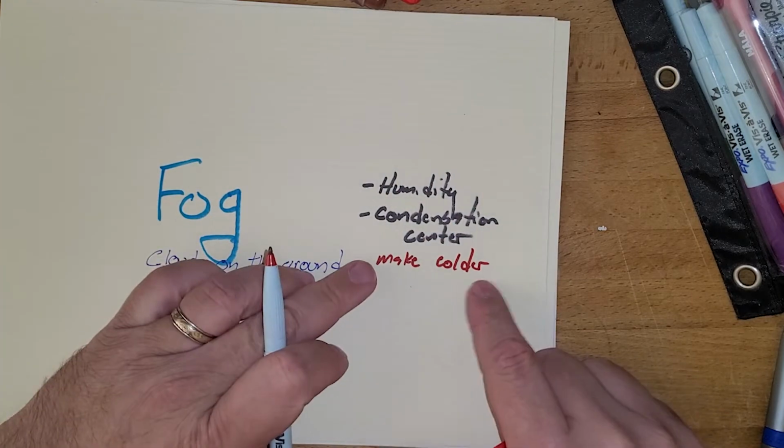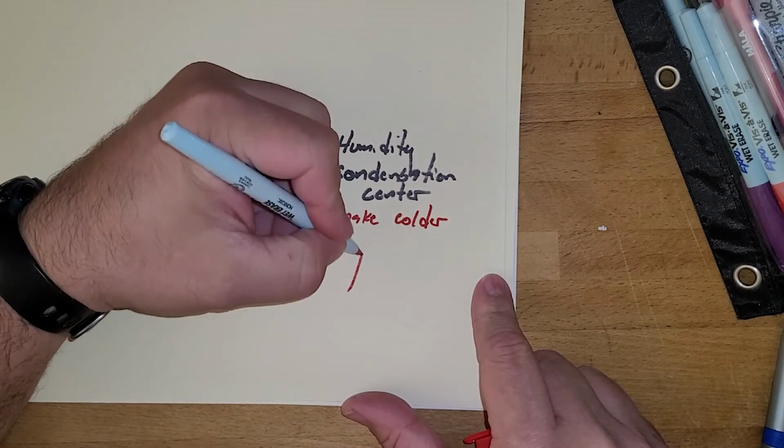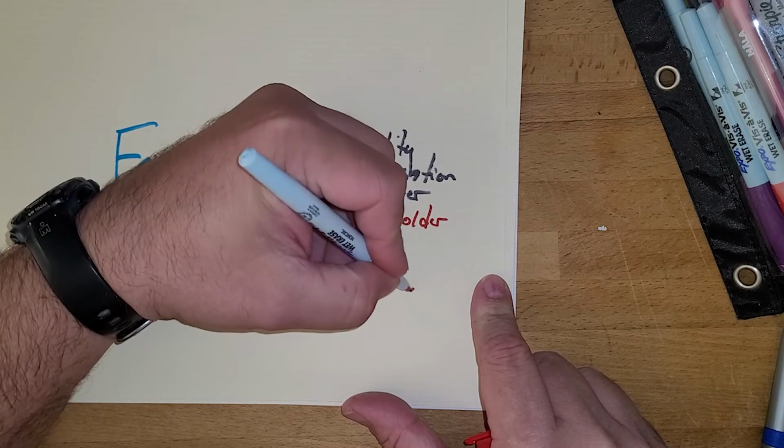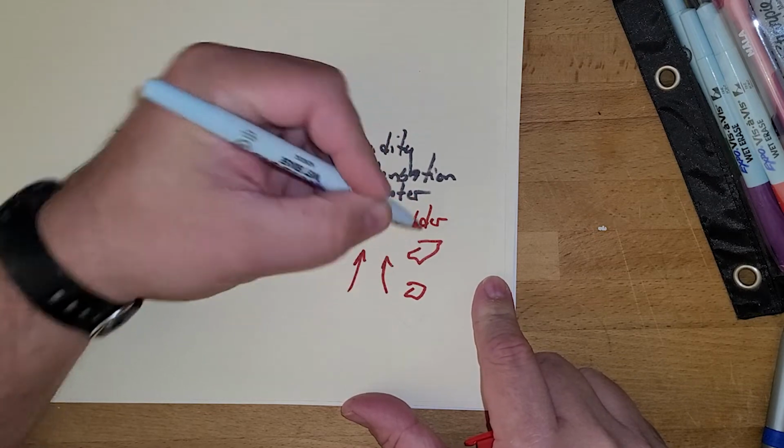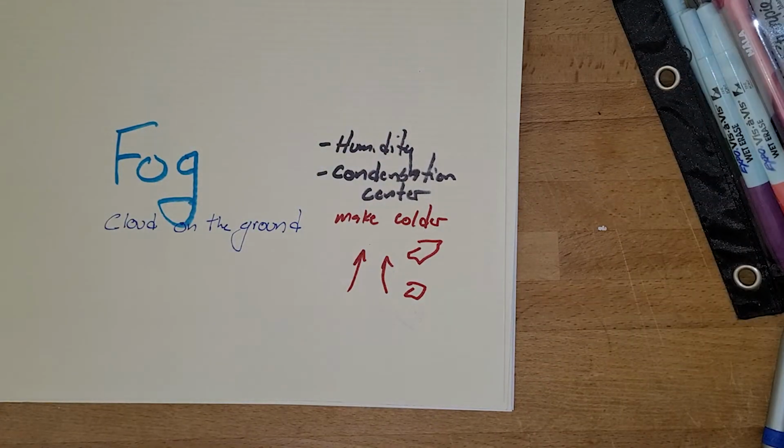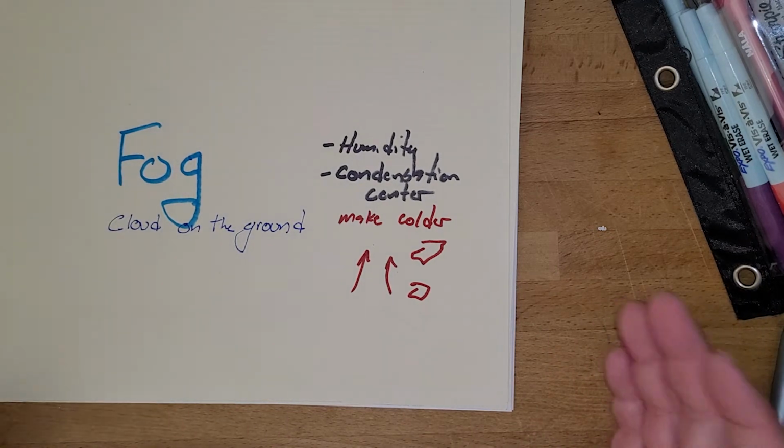Okay, so we talked about making it colder by making the air go up. When the air parcel rises, it gets bigger. As it gets bigger, it expands. As it expands, the temperature decreases. Pressure, volume, temperature, all of that.